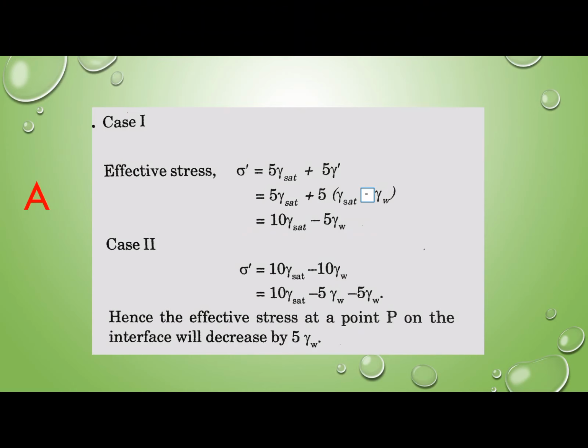Hence the effective stress at a point P on the interface will be decreased by 5 gamma W. In the question they have asked us to find the difference in the effective stress. So the effective stress at a point P on the interface will decrease by 5 gamma W. So the correct answer will be option C, decrease by 5 gamma W, right? Yes.